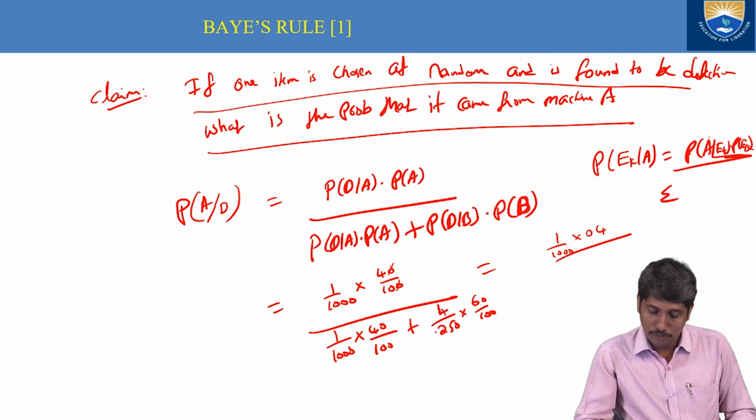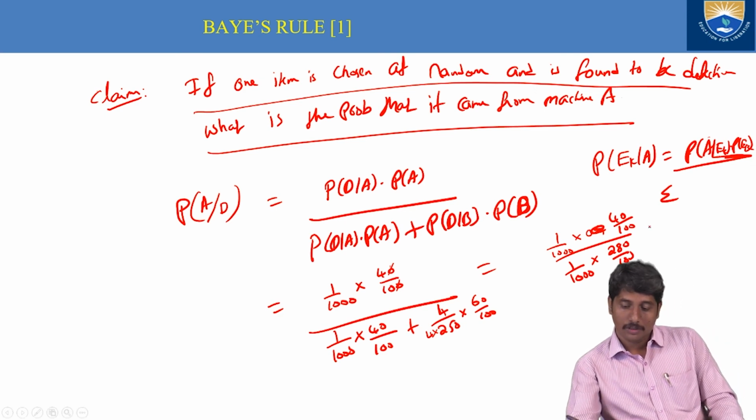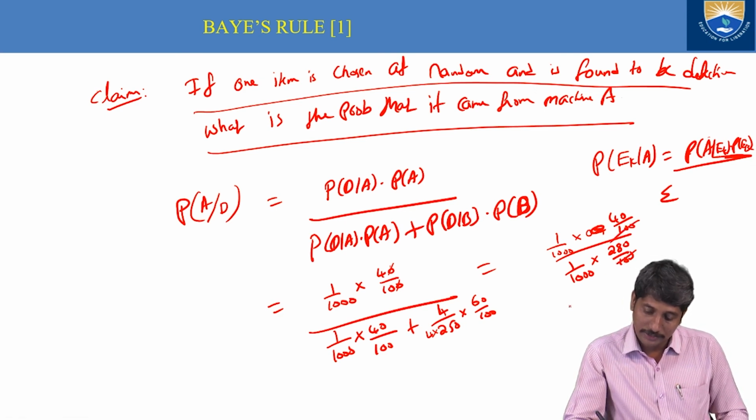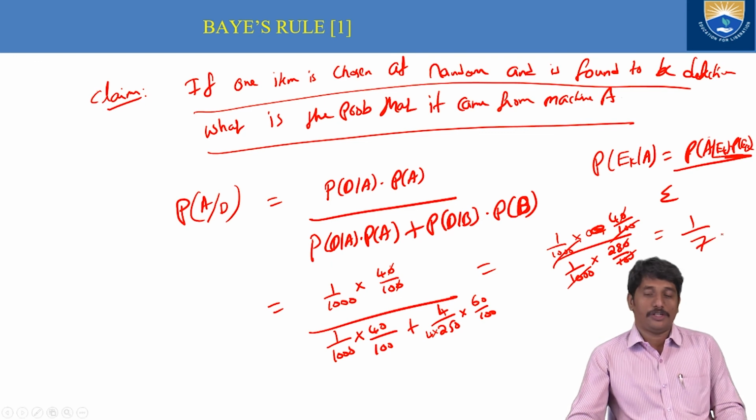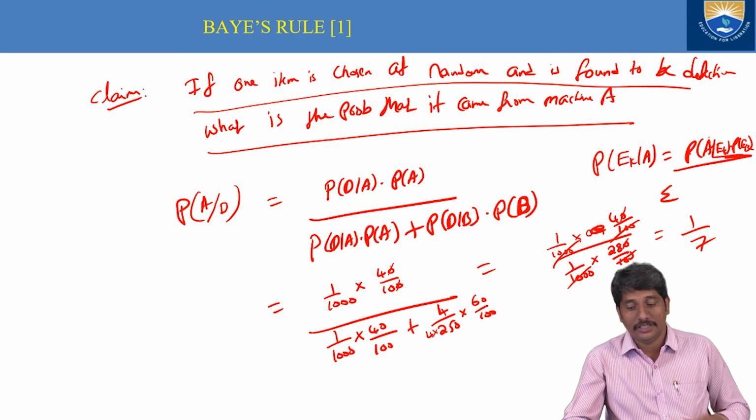If you multiply by 4 and divide by 4, the 1 by 250 becomes 1 by 1000. So 1 by 1000 common means 240 by 100 plus 40 by 100, that means 280 by 100. The numerator is 1 by 1000 into 40 by 100. The 100 cancels, the 1000 cancels, the 0 cancels, and 4 by 28 is 1 by 7. The probability that the defective bolt is manufactured by A is 1 by 7.